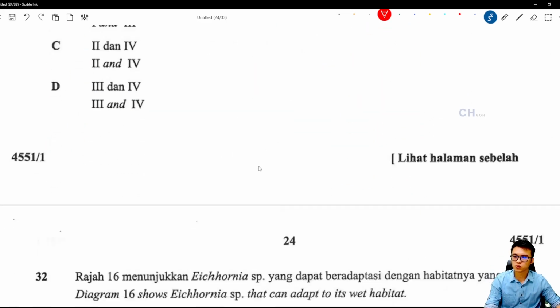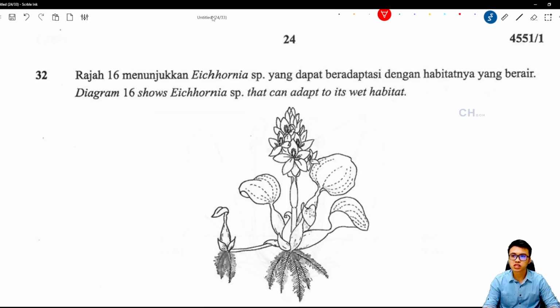Okay, 1 and 2. Okay, let's look at question 32. Diagram 16 shows the Eichhornia species. Now guys, what is Eichhornia? You look at this picture, you know lah. This is actually the water hyacinth, that can adapt to its wet habitat.